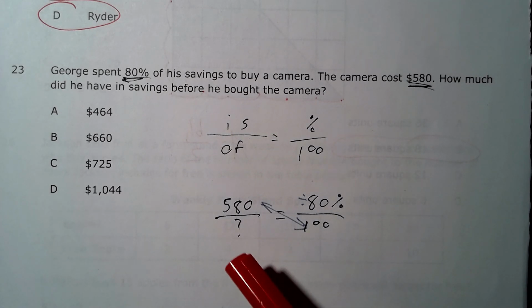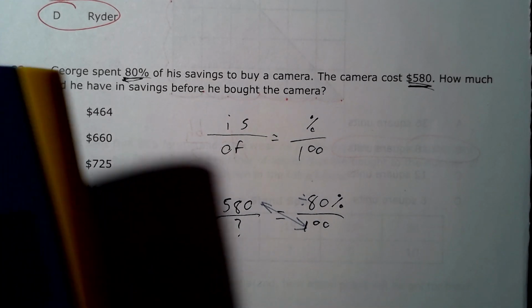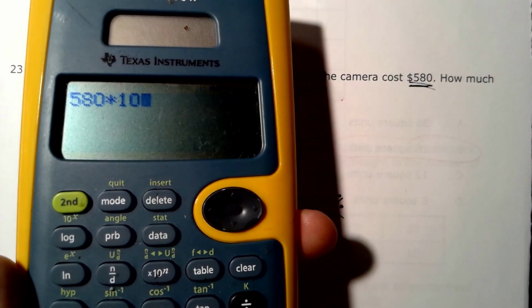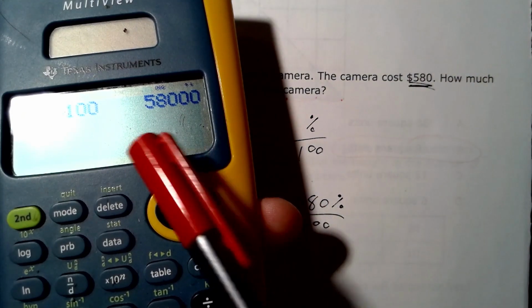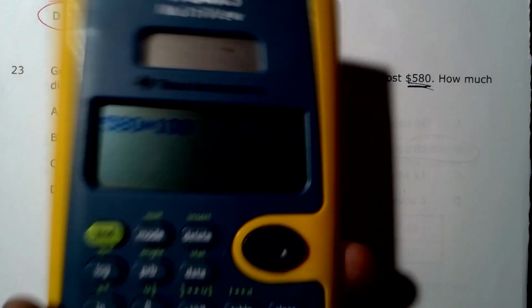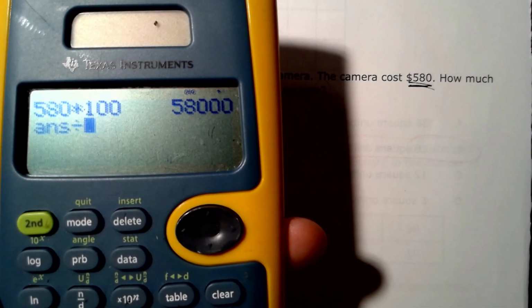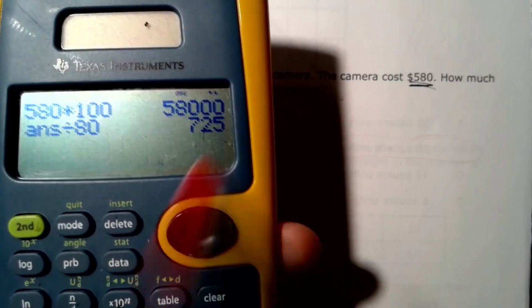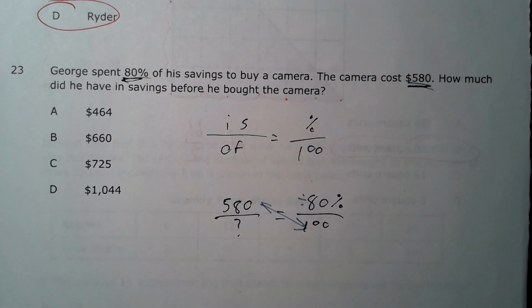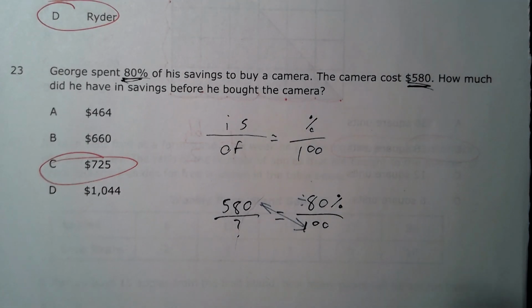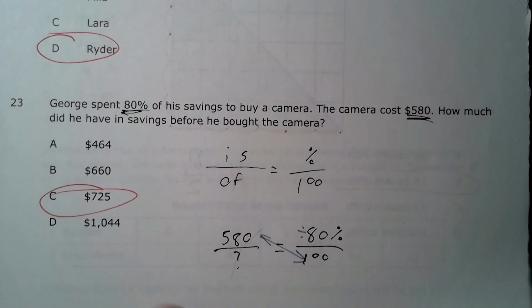We are going to do 580 times 100, which gives me 58,000, but then we're going to divide by 80. So we're going to take that and divide by 80, and that gives me 725. That is how much money he had before he bought the camera, according to this problem. Moving right along.